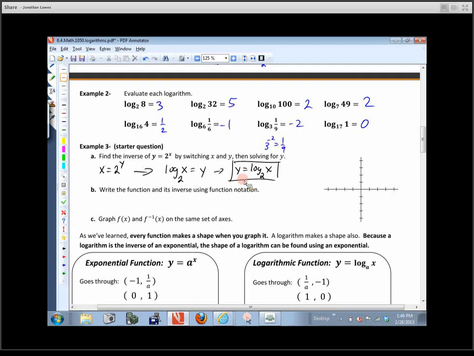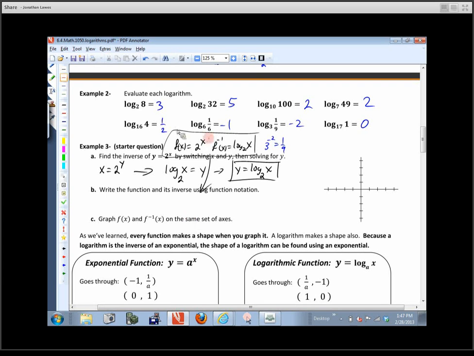If this was the original function, if f of x was 2 to the x, then the inverse of that function is log base 2 of x. Those two are inverses of each other. Log base 2 and exponential base 2 are inverses of each other. It says write the function and its inverse using function notation. I guess I should have written that down there. Then it says graph f and f inverse. So let's go ahead and graph these.